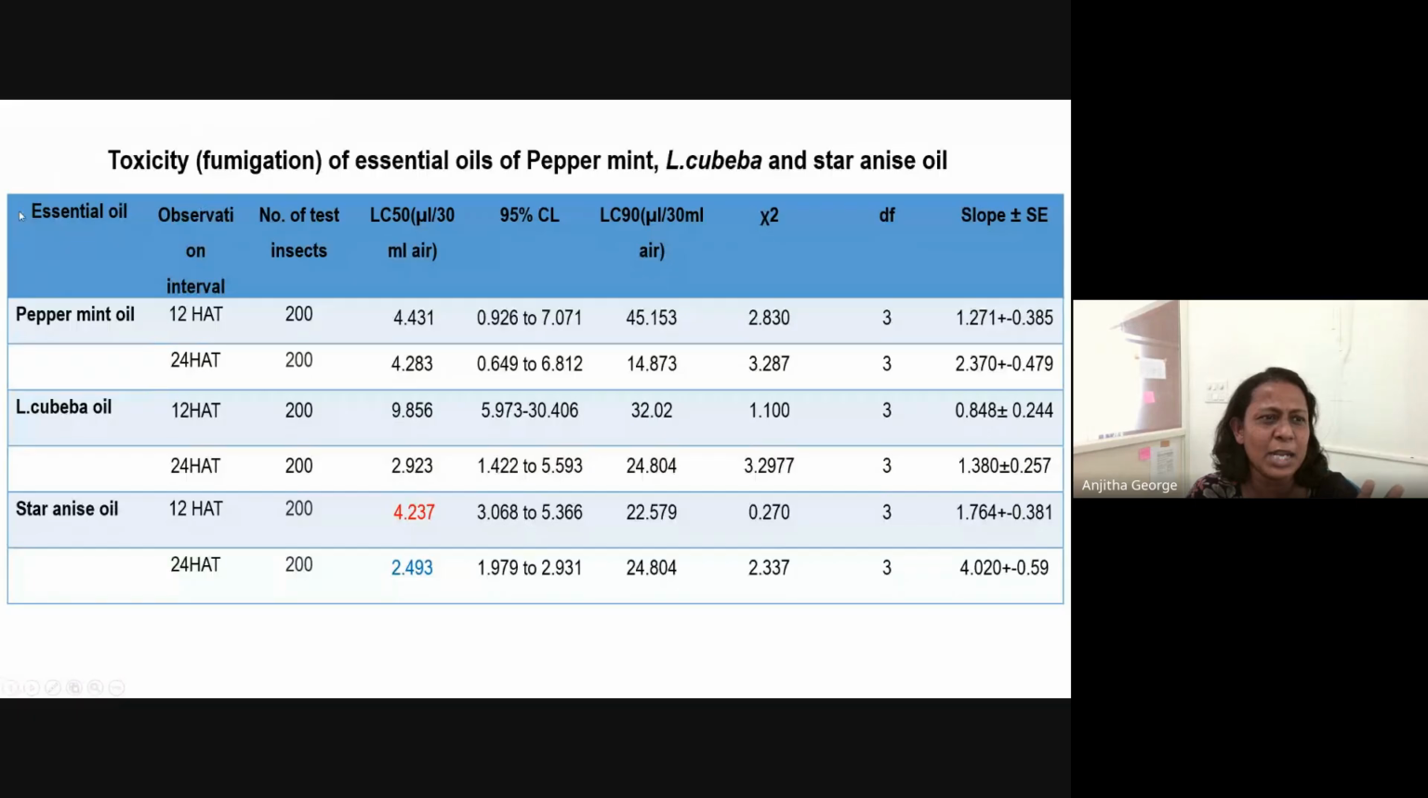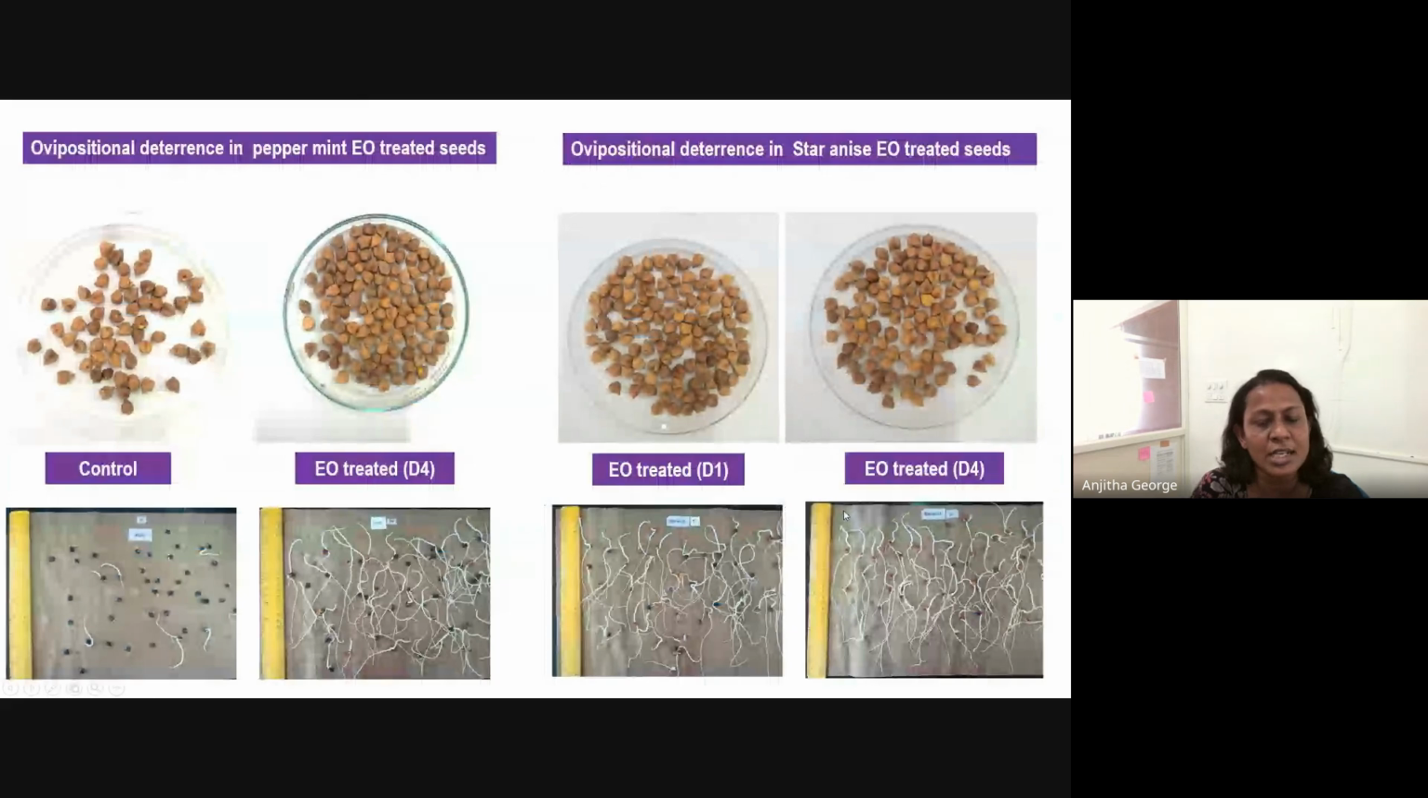Just as one example, I am showing the fumigation study we have done for these 3 oils. I think you all know the LC50 value. LC50 means the lethal concentration required to cause mortality of 50% of the population. The idea is, the lower the LC50 value, the more toxic your oil is. Among these 3 oils, you can see from the table that the lowest values were reported in the case of star anise. So star anise oil has the highest fumigant toxicity to this insect pest. That is how we conclude.